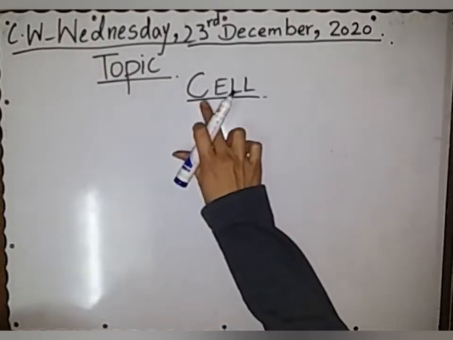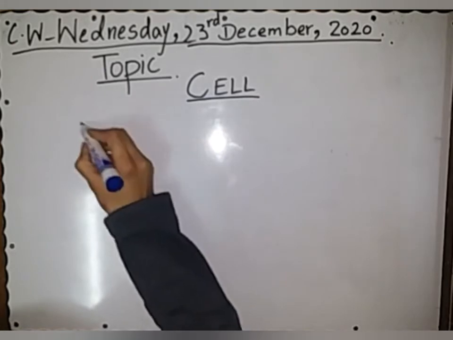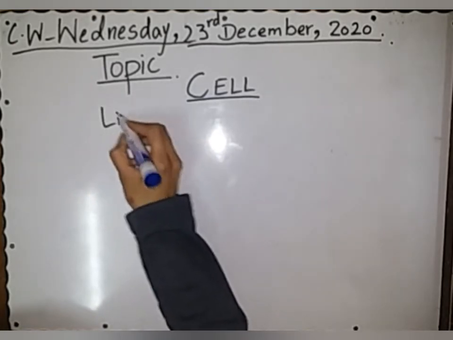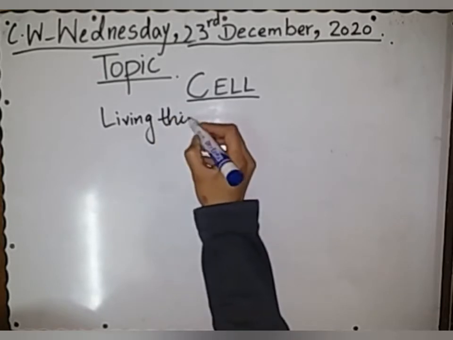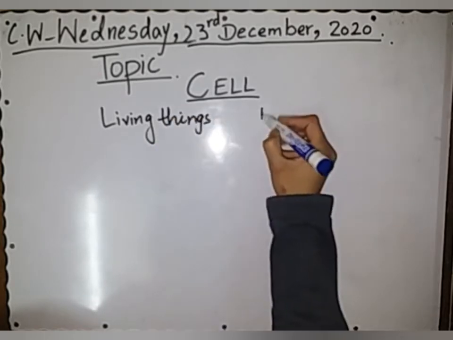Students, we have completed our final term syllabus. Now we will revise our first chapter, that is cell. To describe the cell, first of all, let me explain that we have two types of things, that is living things and non-living things.